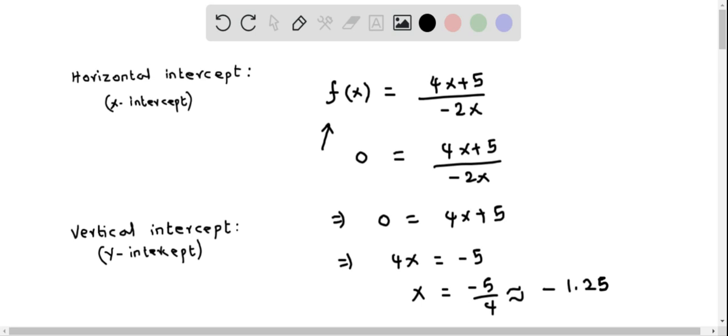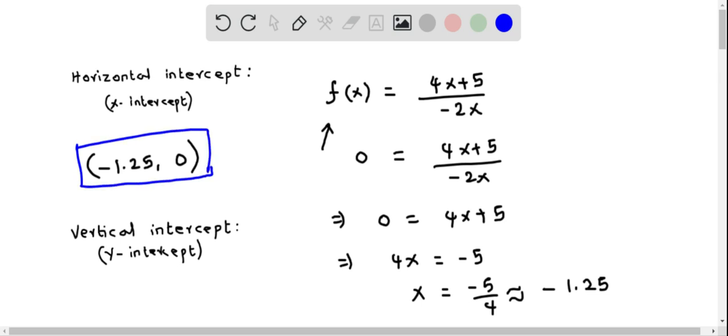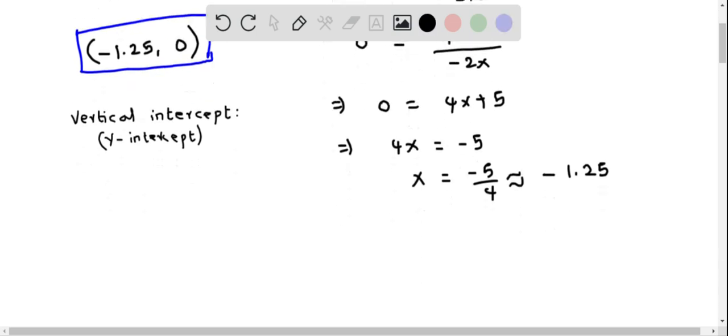And so we can put this horizontal intercept in ordered form. That is, x is negative 1.25, and for the horizontal intercept, y or f of x is 0. So this is the ordered form of the horizontal intercept for this function f of x. Now let's find the vertical intercept of this function. For this, we have to put x equal to 0 and solve for y.